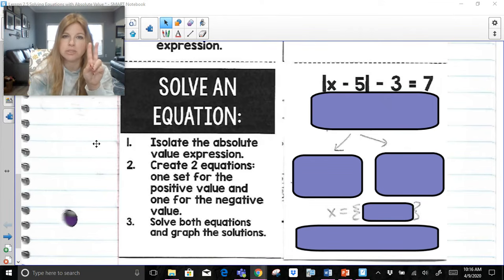You're going to get 2 solutions. So far, every equation you've solved up until this point, there's only been one answer. It's x equals 4, or x equals -7.5. But now we're going to see that we actually can get more than one answer.